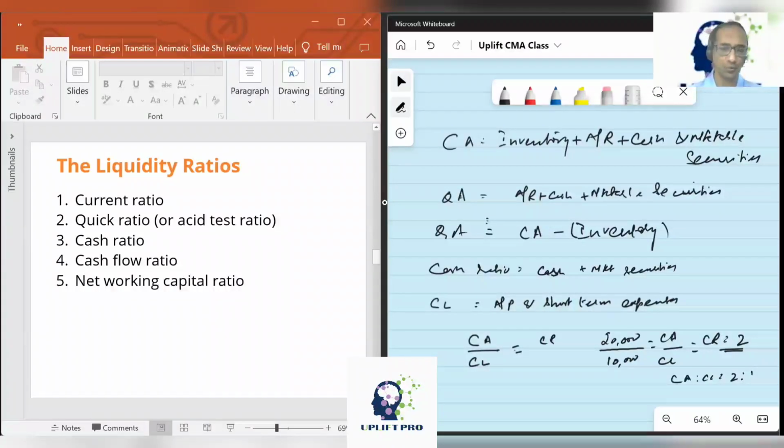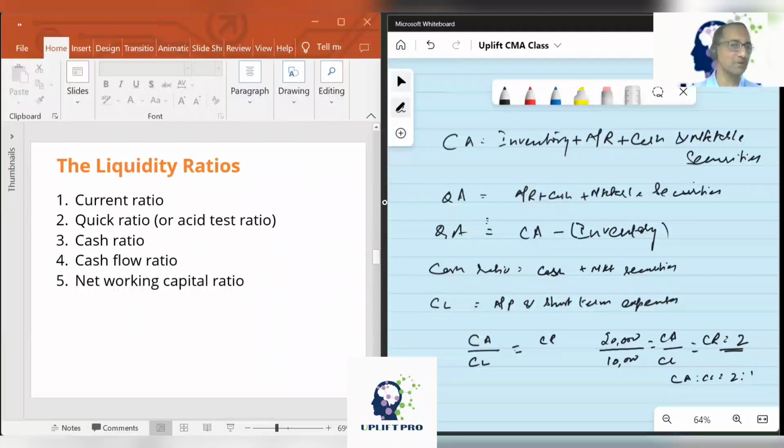Now, when it says you have a current ratio of 2, what does it mean? It means that you have current assets worth twice your current liabilities. That means you can pay your current liabilities 2 times over with your current assets. You have enough current assets to pay your current liabilities twice.